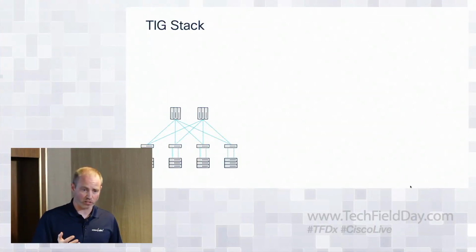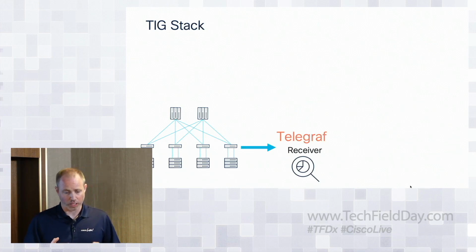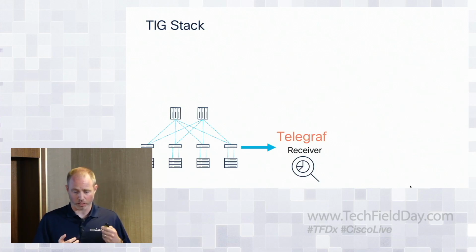One last thing, just the architecture for today. This is just one example of what can be done with the data. There are a lot more use cases that can be done. The TIG stack is very, very common. It's Telegraf to receive and parse that information. Telegraf has lots of inputs, lots of outputs.